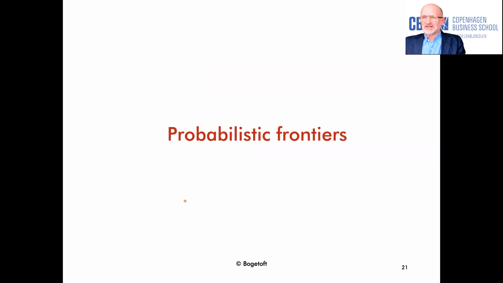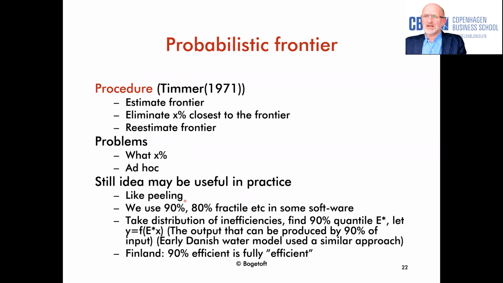There's another set of ideas called probabilistic frontier. It has a little bit less theory surrounding it. The idea is more of a practical approach. You could estimate a frontier, then eliminate a certain share of the points that are closest to the frontier, and then re-estimate. That has been a proposal to find those that are doing really well, get rid of a certain percentage of them, and re-estimate the model. It's not obvious which share to remove, so that's one of the problems, and it seems a little bit ad hoc, I would say.